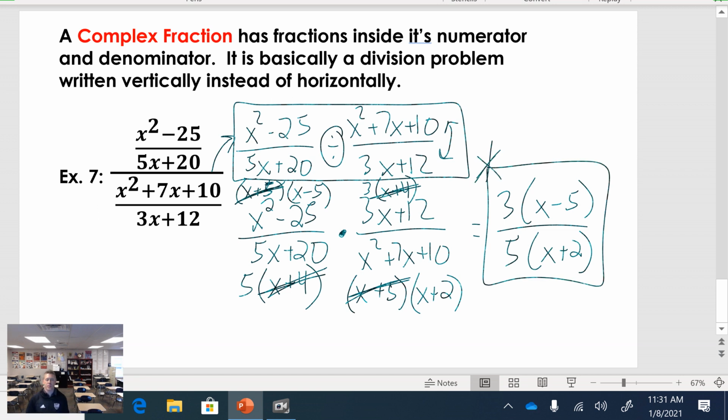All right, and that's if we have a complex fraction that we are asked to find the quotient of.